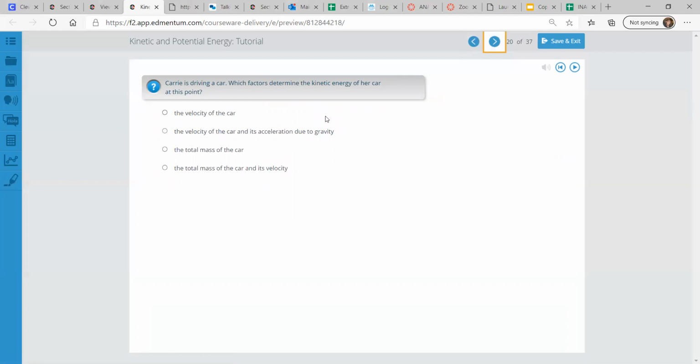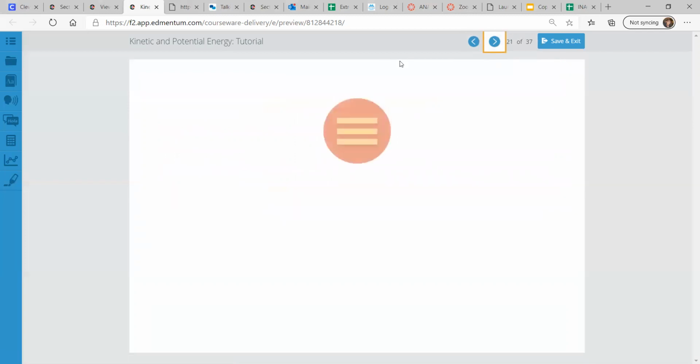Carrie is driving a car. Which factors determine the kinetic energy of her car? Well, the equation for kinetic energy depends on mass and velocity: 1/2 m times v squared.